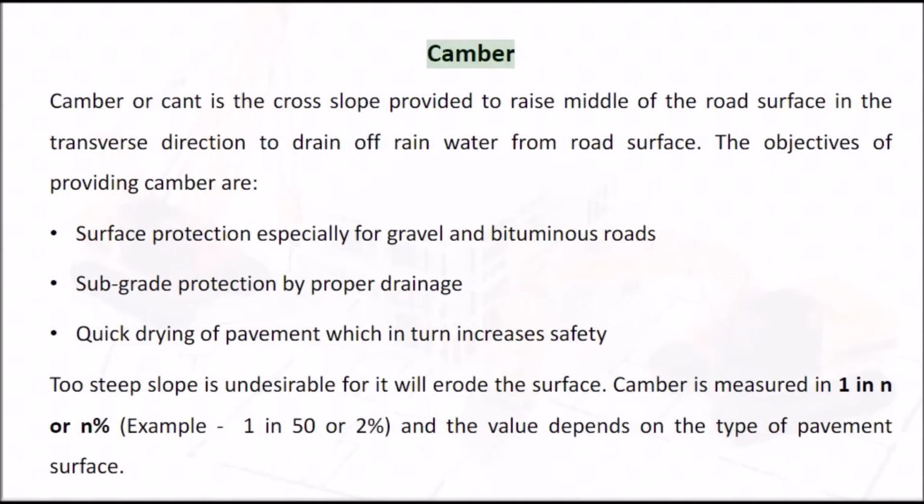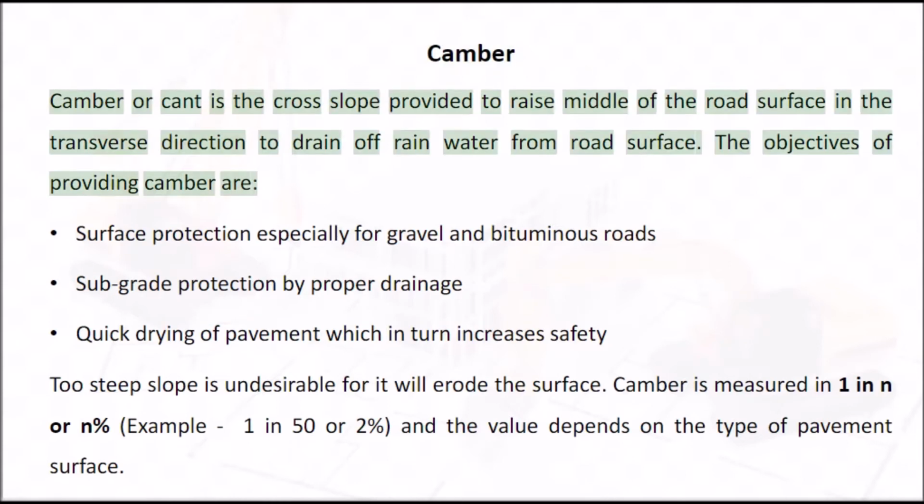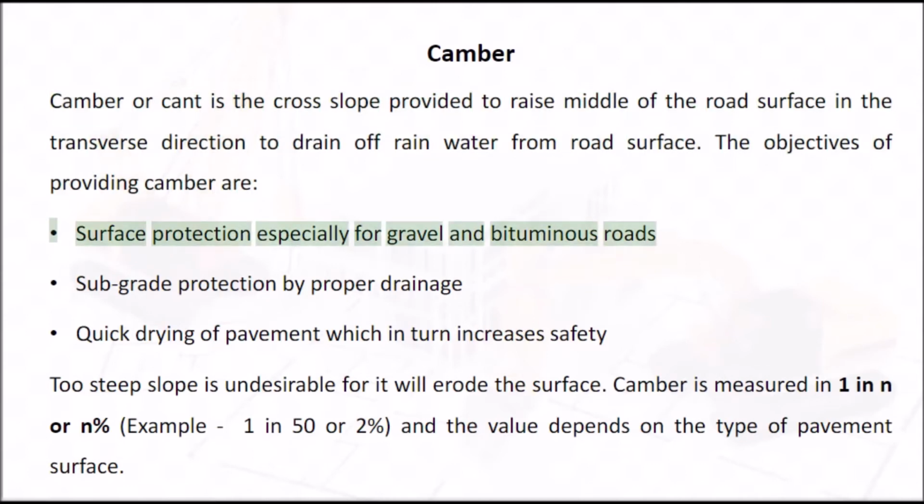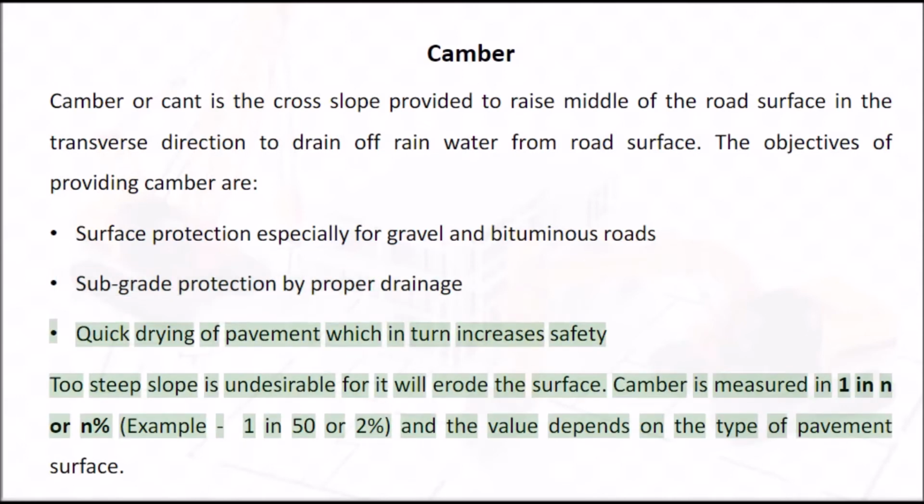Camber. Camber or cant is the cross slope provided to raise the middle of the road surface in the transverse direction to drain off rainwater from the road surface. The objectives of providing camber are surface protection, especially for gravel and bituminous roads, subgrade protection by proper drainage, and quick drying of pavement, which in turn increases safety.